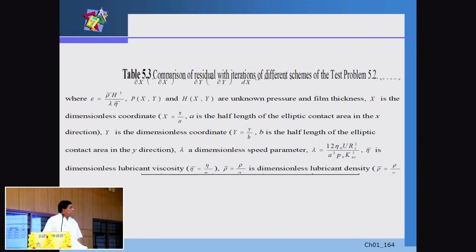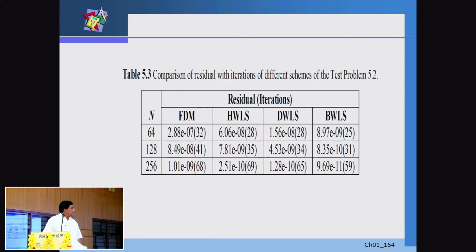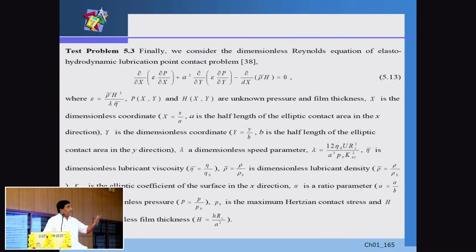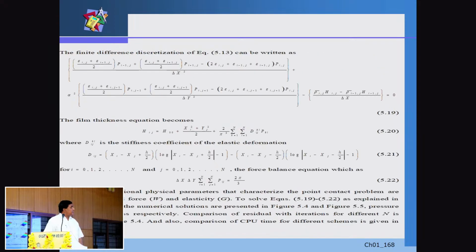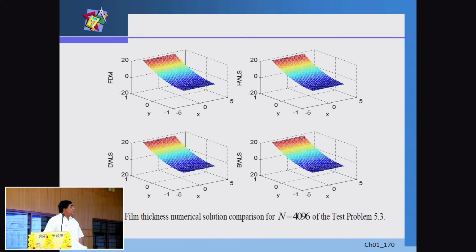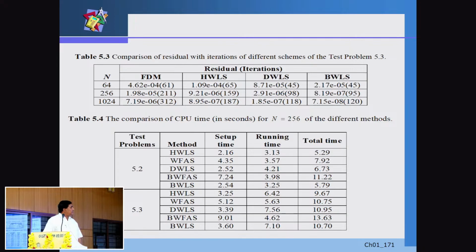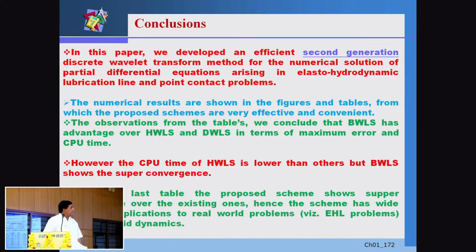See here, this is FDM for 256 cross; it has taken 68 iterations for this much accuracy. In bi-orthogonal lifting schemes, 59 iterations for 10 raised to minus 11 accuracy, and similarly the Haar wavelet and Daubechies wavelet-based lifting schemes. This is for the line contact problem, and this is the point contact problem, which is a very difficult, highly nonlinear partial differential equation. This is the pressure distribution, and this is the film thickness, and this is the comparative study for both problems, problem 2 and problem 3. And this is the running time.